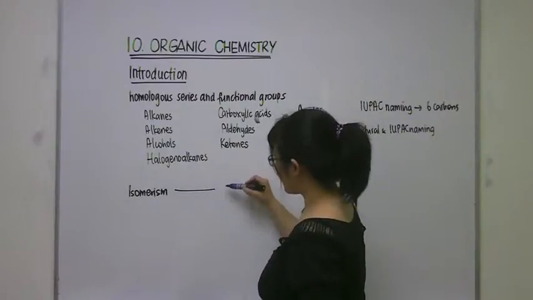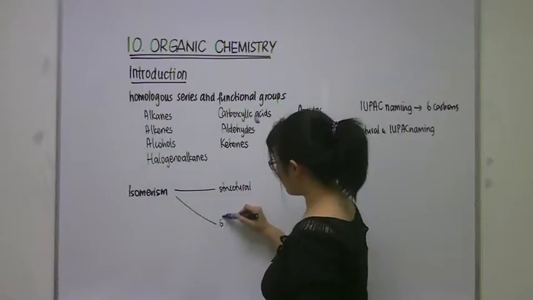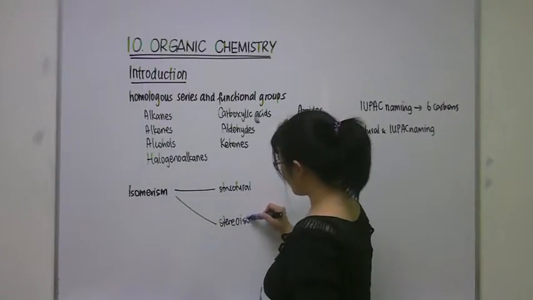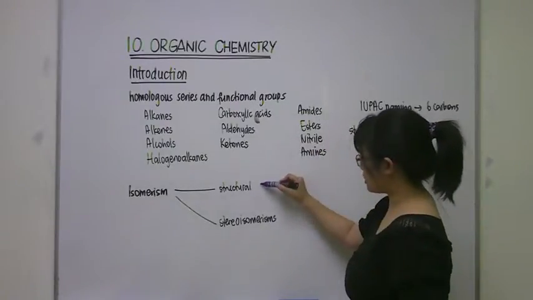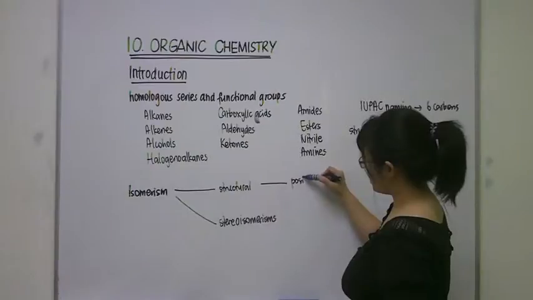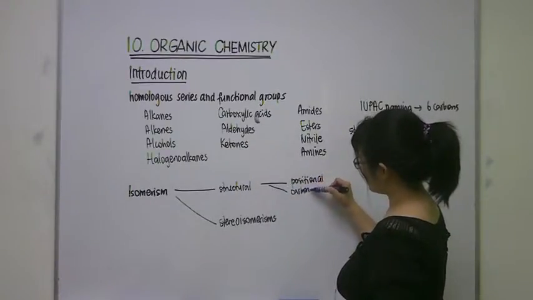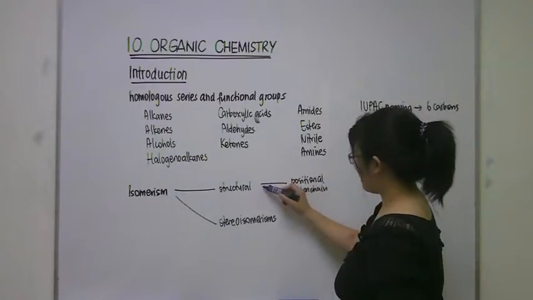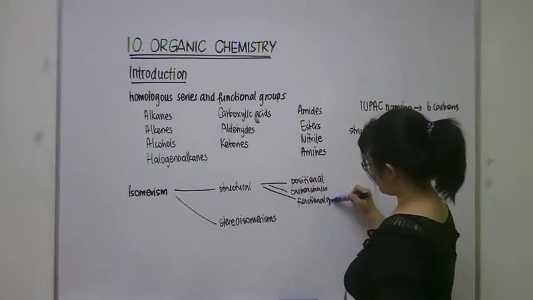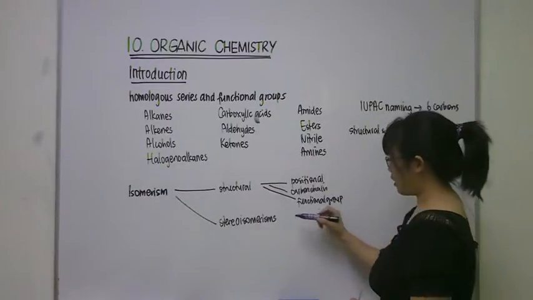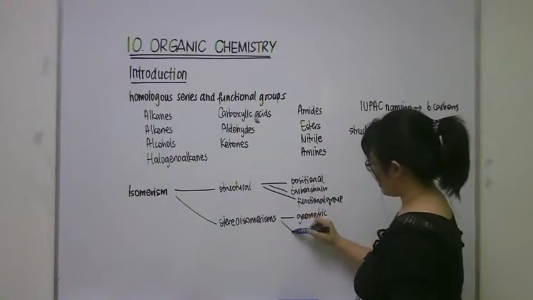So there are 2 types that they need to learn, structural and stereoisomerism. Okay, and structural, there are 3 different types: positional, carbon chain, and functional group isomers. Okay, while stereoisomers, there are 2: geometric and optical.